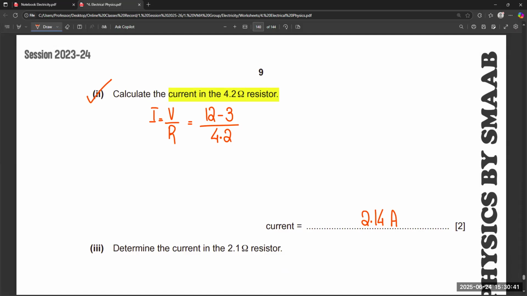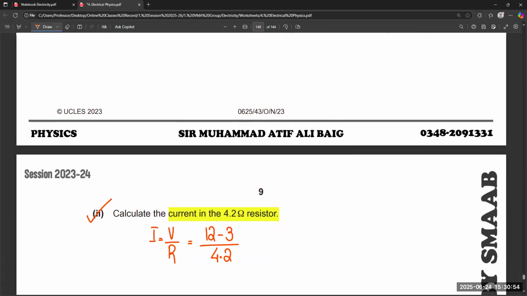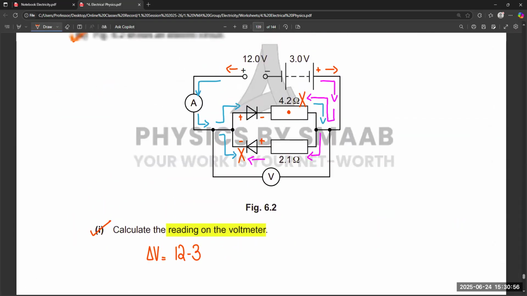Now the next part is very important. It will also clear your concept related to the direction. We have to find the current in the second resistor. So what do you think about the second resistor? It's only 3 volts. Okay.